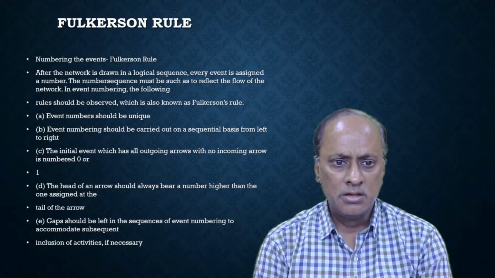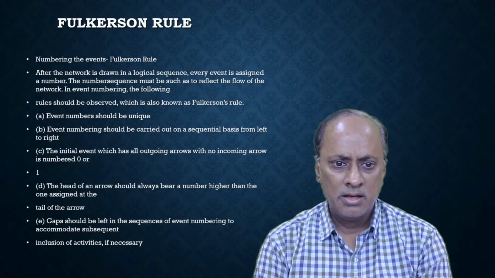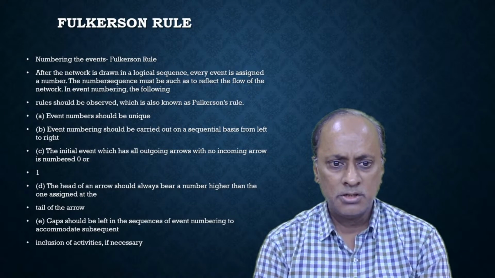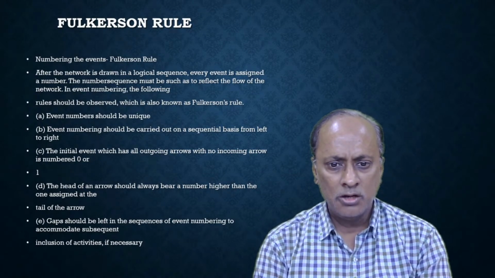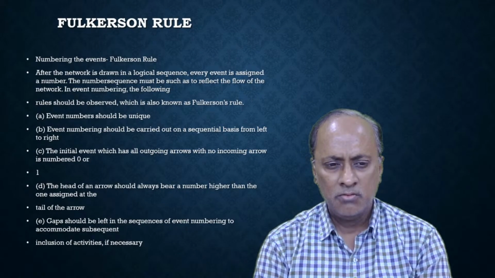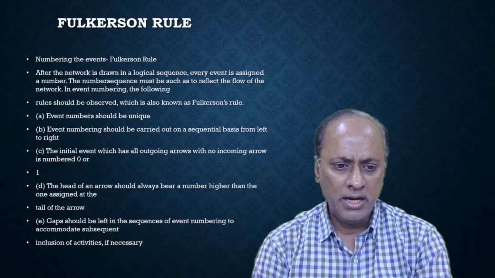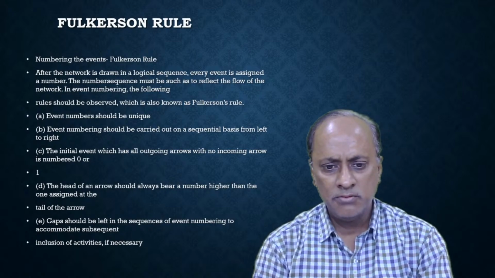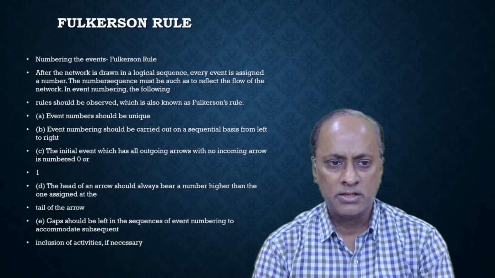The event number should be unique. Event numbering should be carried out on a sequential basis from left to right. The initial event, which has all outgoing arrows with no incoming arrows, is numbered 0 or 1. The head of an arrow should always bear a number higher than the one assigned at the tail of the arrow. Gaps should be left in the sequence of event numbering to accommodate subsequent inclusion of activities if necessary.